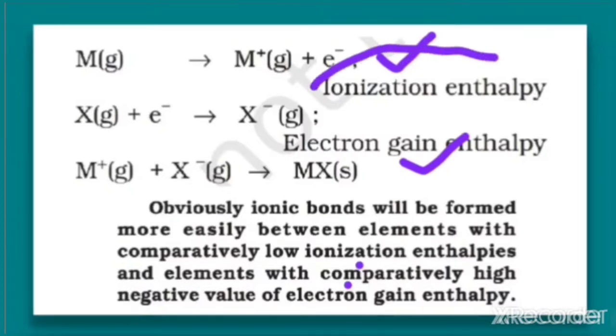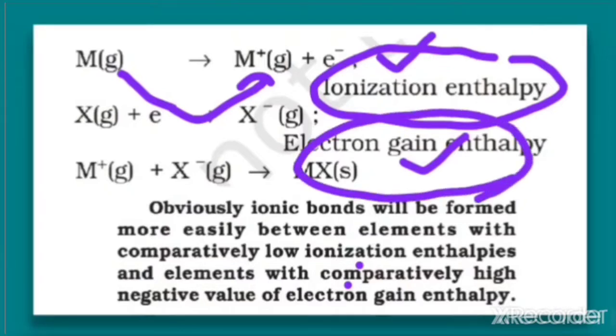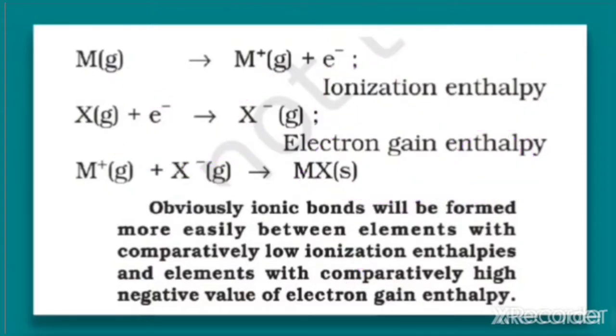When the value of ionization enthalpy is low, the formation of the positively charged ion is easy. And when there is a high negative electron gain enthalpy, then it easily forms the negatively charged ion. So we can say that the ionic bond is formed when there is a removal of electron from the metal and a gain of electron by the halogen. The energy changes involved here are ionization enthalpy and electron gain enthalpy. So obviously the ionic bond will form more easily when there is low ionization enthalpy and comparatively high negative electron gain enthalpy. So the bond formation takes place easily.